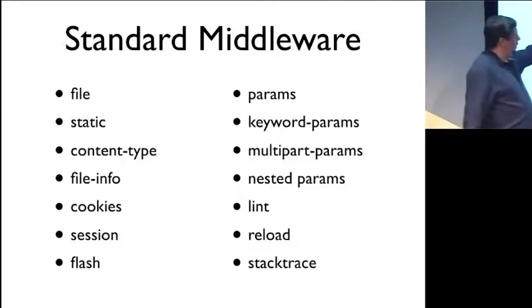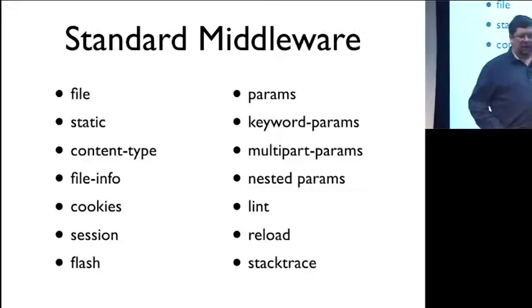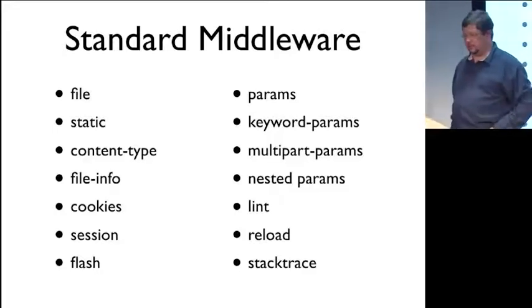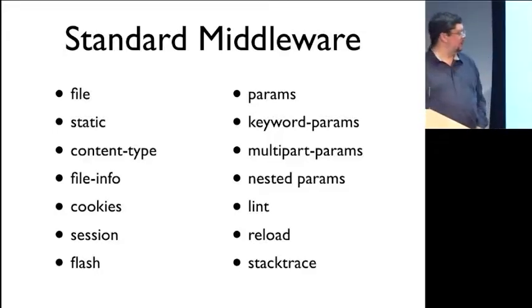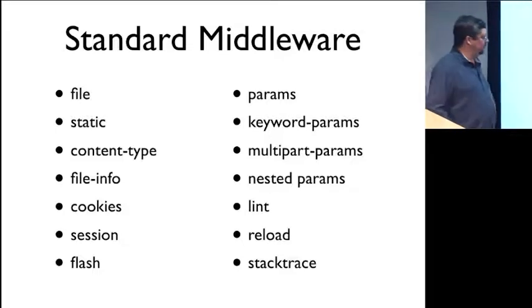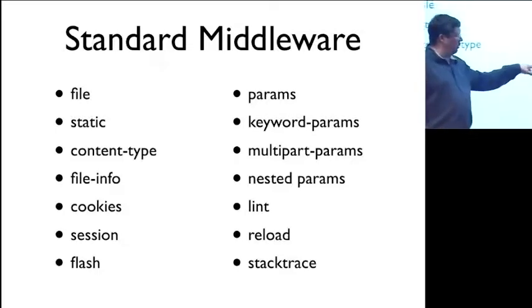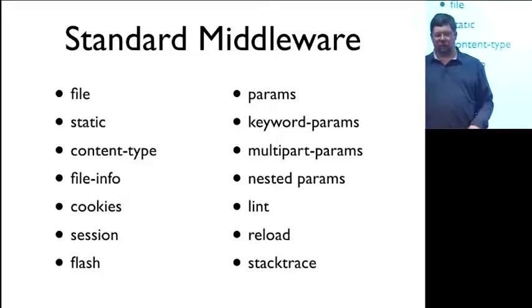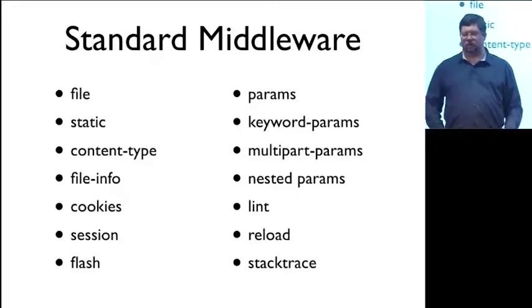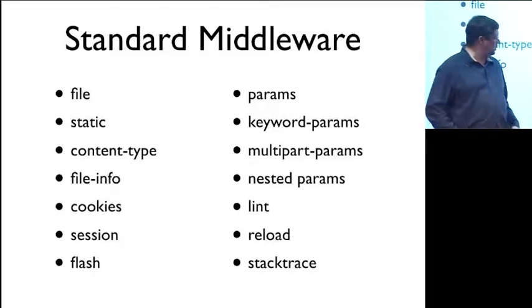Params, we've seen various different enhancements of params, so you can get the keys as keywords instead of strings, or parse multi-part form submissions for file uploads. Nested params does a Rails-like parameter syntax where you can specify nested hashes of params.